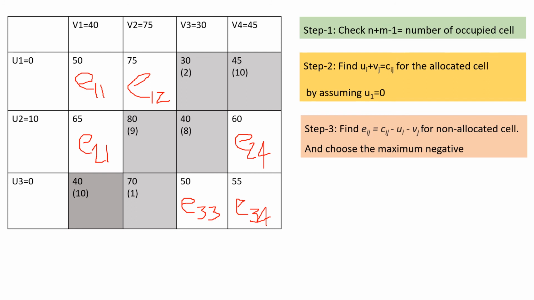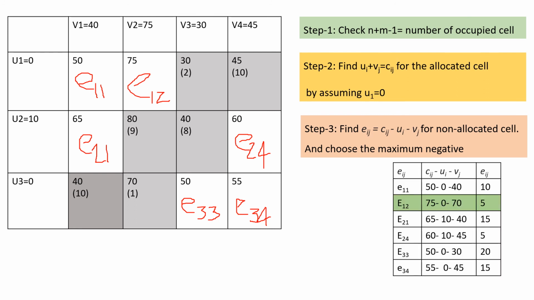So when we calculate the eij value, all the eij values become positive, right? As you see, all the eij values become positive. So there is no more cell which can reduce our overall per unit cost. There is no more cell. So we have already achieved our optimality. Then now let's calculate the total cost using these allocated cells.